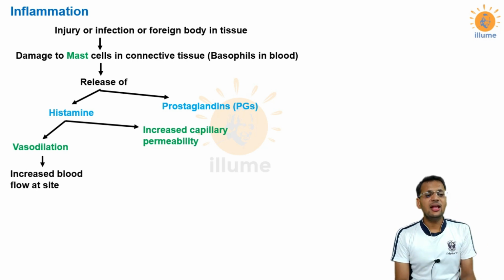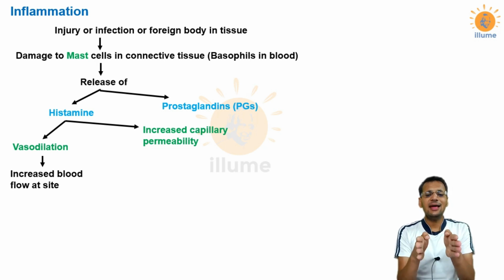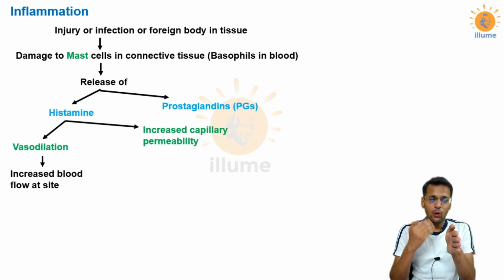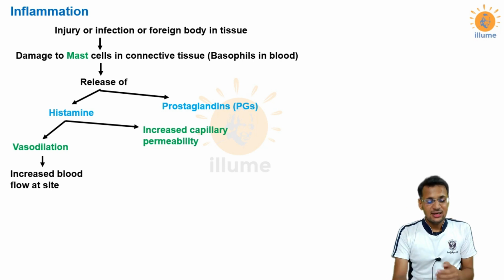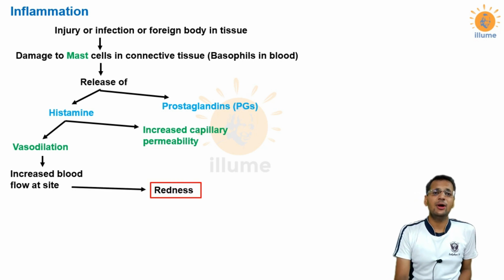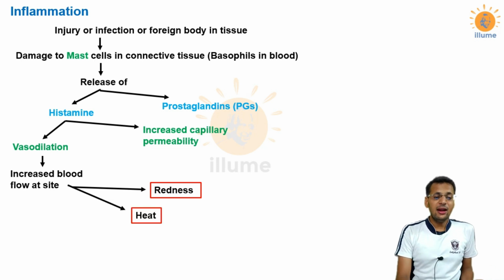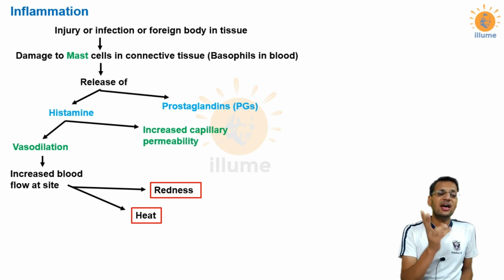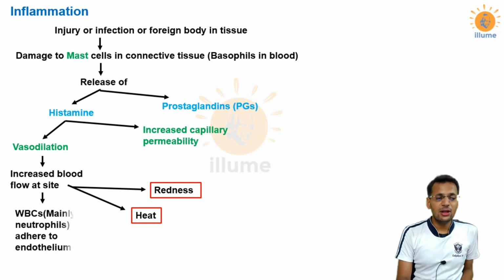Now because of vasodilation, more blood would reach that site. Initially the diameter of the vessel was small, now the diameter is increased, and that's why more blood would rush towards that site. Because of the increased blood flow at the site, there would be redness, obviously because of the accumulation of blood, and also heat because of the blood only. So these two cardinal signs are produced because of the action of histamine that causes more blood at that particular site.